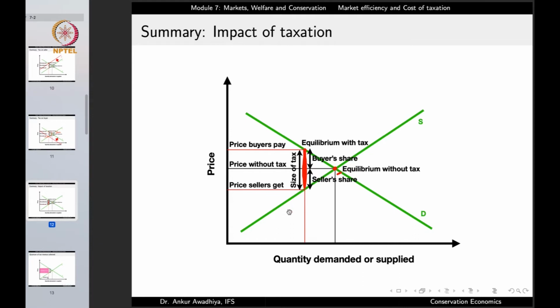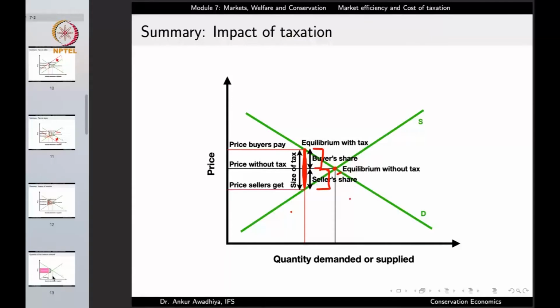And that would give us the new location of the equilibrium line, and there will be a buyer's share given by this much, and there will be a seller's share which is given by this much. And the total amount is known as the size of the tax. So this is the impact of taxation. Whatever happens, there is a certain amount of money that has to be paid by the buyer, and there is a certain share of the tax that has to be paid by the seller.